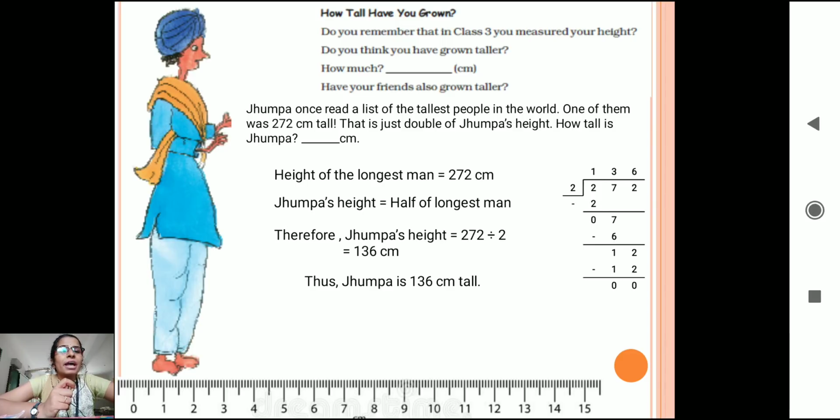So Jumpa's height is 136 centimeter. So he is 136 centimeter tall. Okay, and the longest man is 272 centimeter, that is double of Jumpa's height. Did you understand, children? Yes.